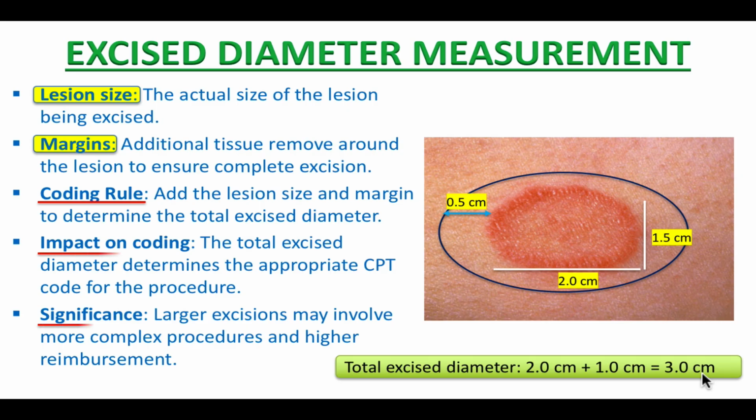Finally, the impact on coding is significant. The total excised diameter determines the appropriate CPT code assignment. The larger the size, the bigger the reimbursement, so make sure you know how to add them correctly.